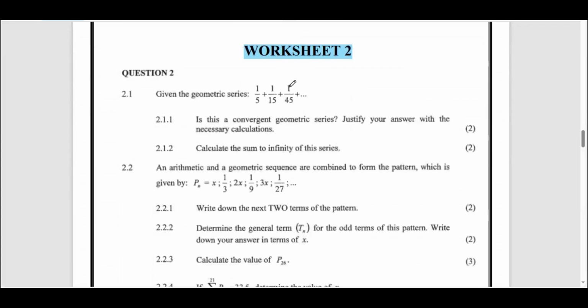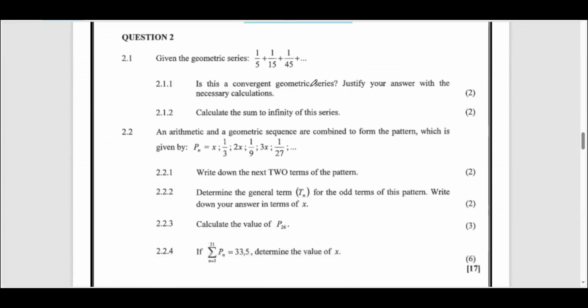Question 2. You can pause, attempt before we look at the solutions. All right, 2.1. Given the geometric series, 1 over 5 plus 1 over 15 plus 1 over 45 and so on, is this a convergent series? Justify your answer with calculations.